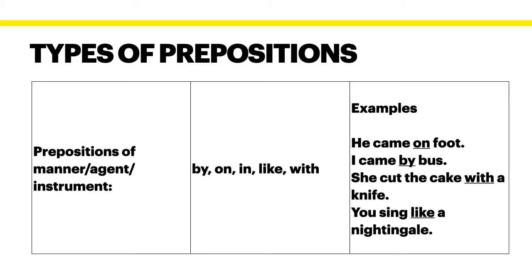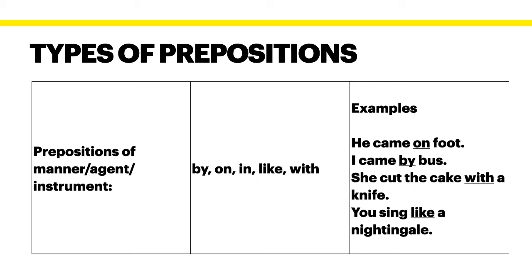So, for example, he came on foot. I came by bus. In both these sentences, the prepositions on and by show the manner in which a person came. He came on foot. I came by bus. Then she cut the cake with a knife. How did she cut the cake? With a knife. So it is the manner in which she cut the cake.